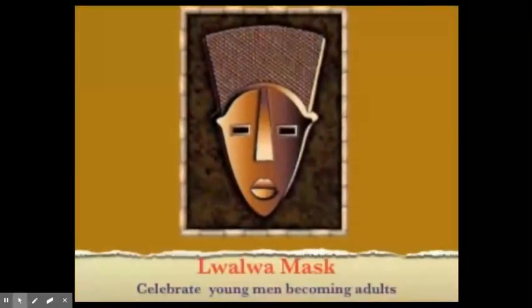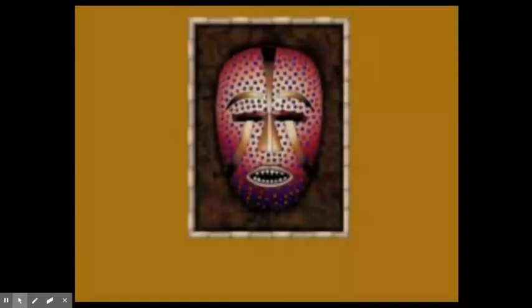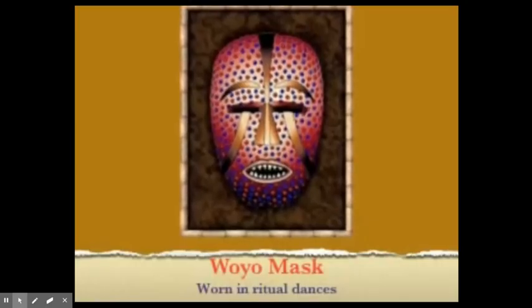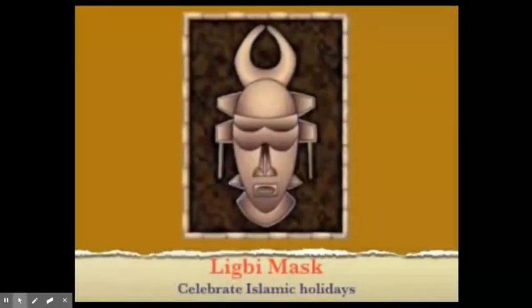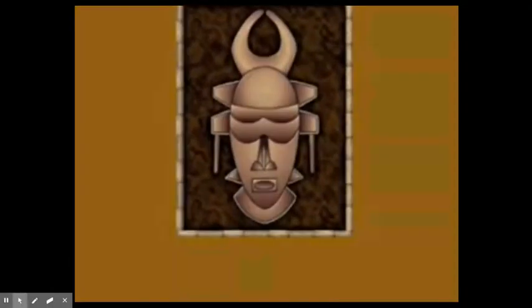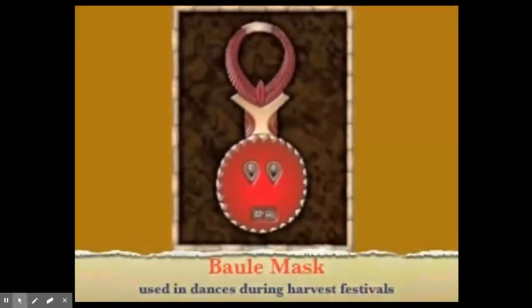And the Walla mask is used to celebrate young men becoming adults. Our Woyo mask is worn in the ritual dances that we were just talking about. And the Ligbi mask is used to celebrate Islamic holiday. Here, our Buola mask is used in dances during harvest festivals.